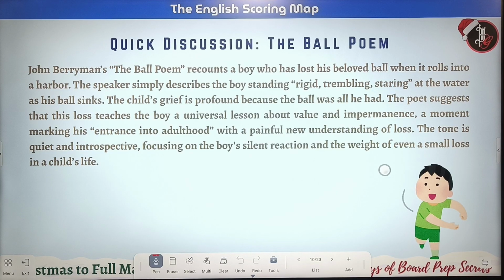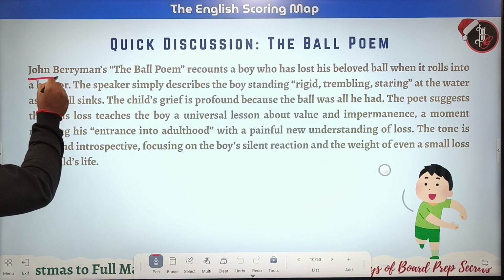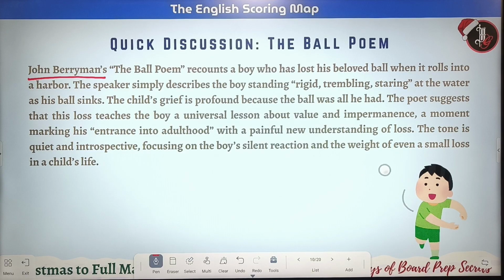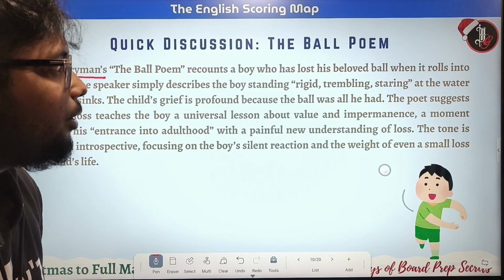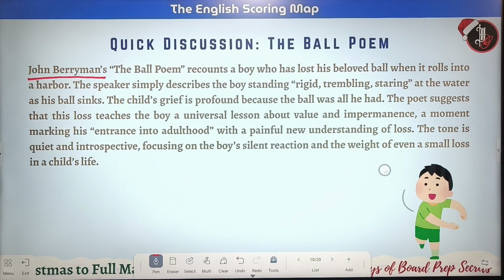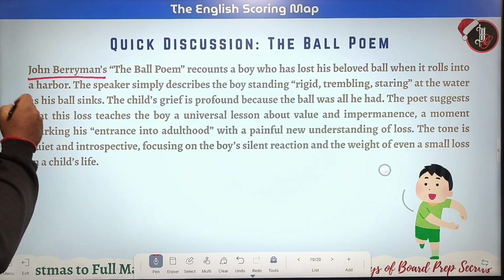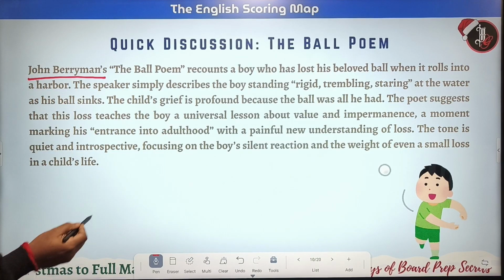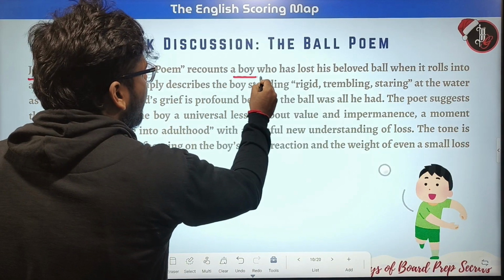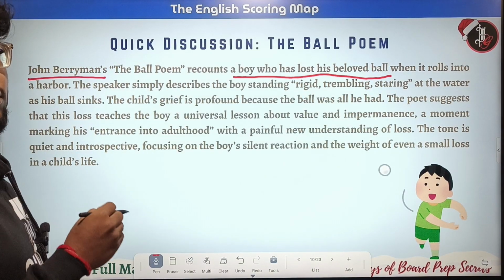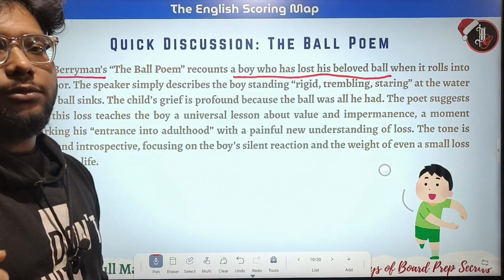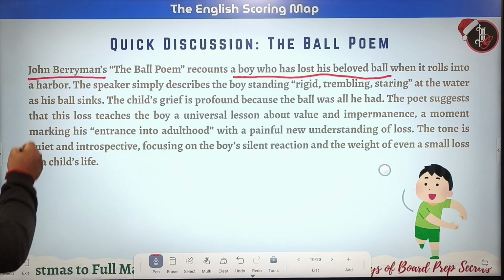Now the next poem is The Ball Poem. Let's see what it is. John Berryman's poem The Ball Poem recounts a boy who has lost his beloved ball when it rolls into a harbor. Okay, so what does it say? It tells the story of a boy who has lost his beloved ball, which rolled into a harbor. We all know what a harbor is.